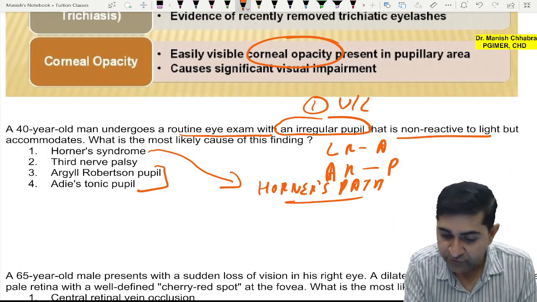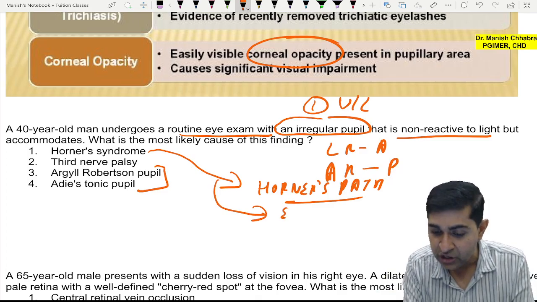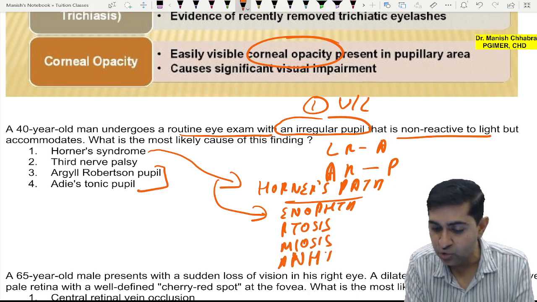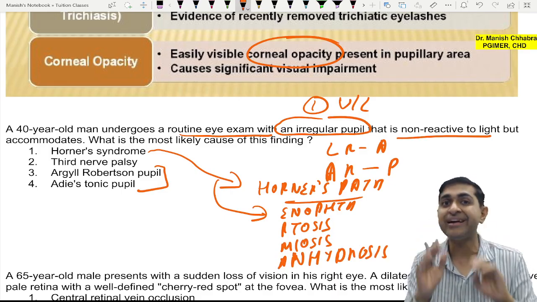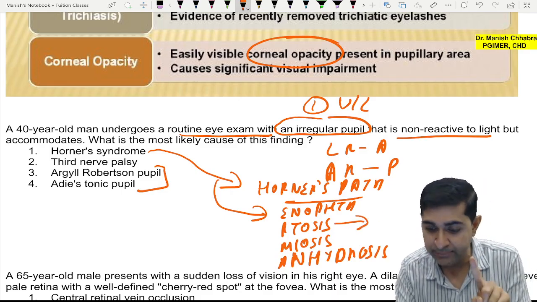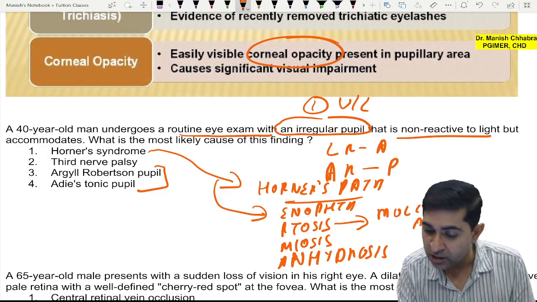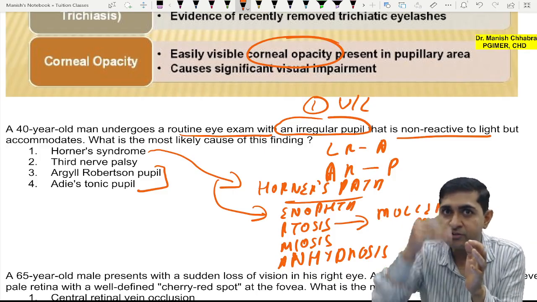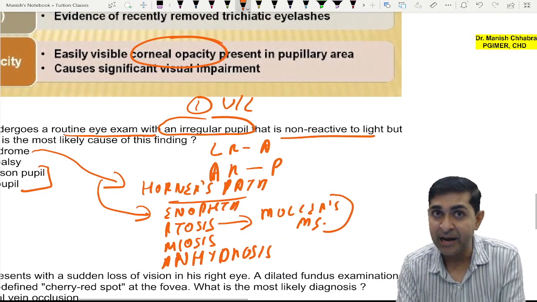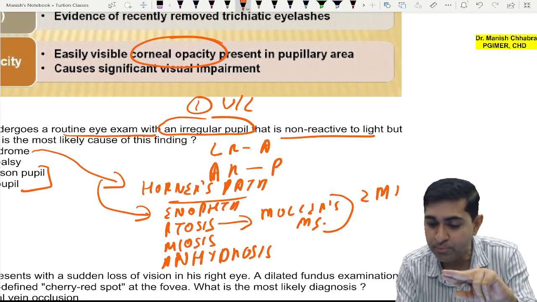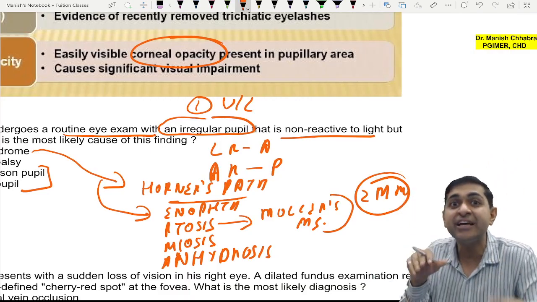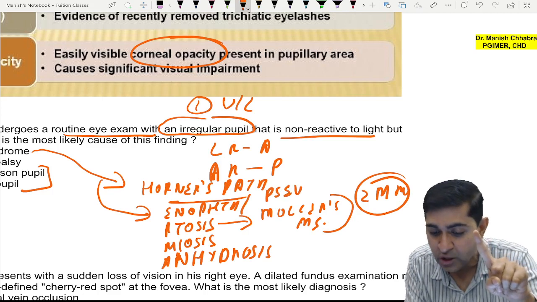So the features of Horner's syndrome are enophthalmos, ptosis, miosis, and anhidrosis. Now you just need to hear what I say. Enophthalmos is sunken eye appearance, but the ptosis is due to damage to Muller's muscle, not levator palpebrae superioris. Levator palpebrae superioris is supplied by the third cranial nerve, which will cause full ptosis. Muller's muscle is supplied by sympathetic fibers which are damaged, and there is just 2 mm of ptosis. Due to 2 mm of ptosis, it appears as if the eyeball has sunk in when actually it hasn't. So enophthalmos is not true, it is pseudo.